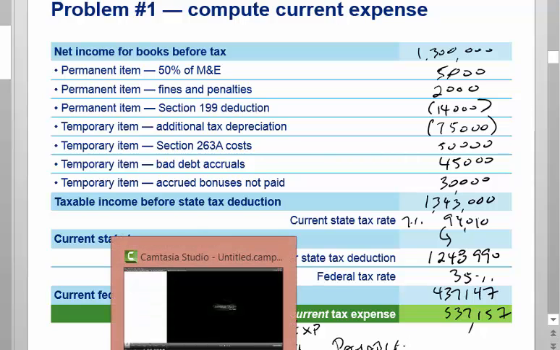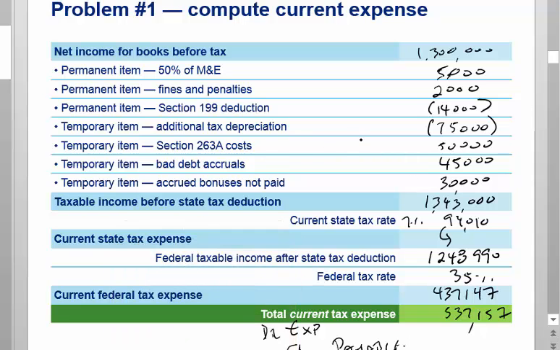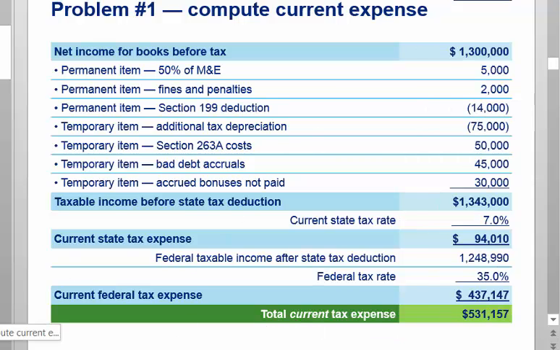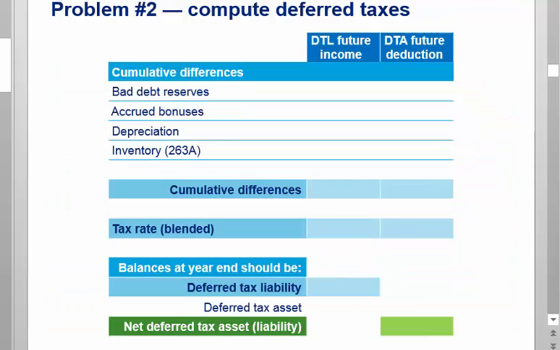The purpose of the test is not to make sure you understand how 263A works. And so if you don't know, just come ask. We'll walk you through it. I'm not going to tell you the answer to the exam, but I don't want you going down some rat hole because you flipped a sign. Okay? All right. So the current expense is $537,157. So here it is with legible writing. All right. Now, that was step one.